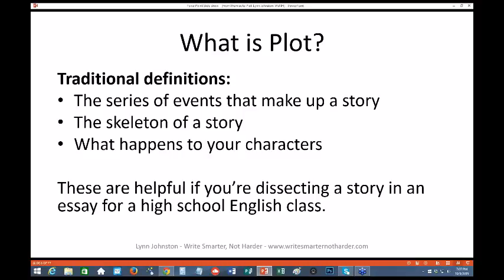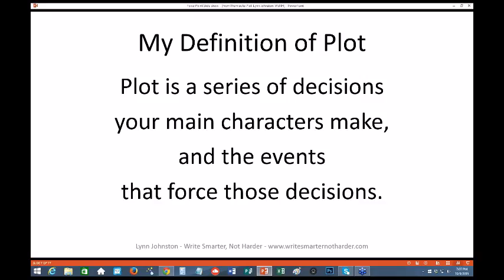They are helpful if you are dissecting a story in an essay for your high school English class. So it's not that these definitions of plot are incorrect, but they're not super helpful. They're not something that actually helps you put a story together. And of course, if it's not going to help you put a story together, you need to look for another way to plot.